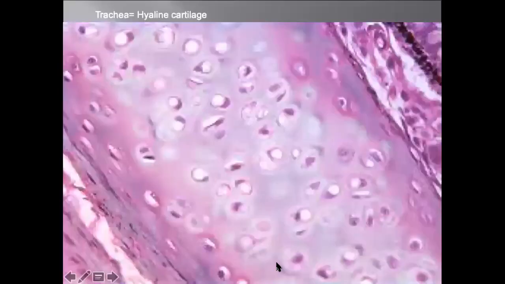All right, that is hyaline cartilage. If I ask this, it'd be because I don't have any other questions.